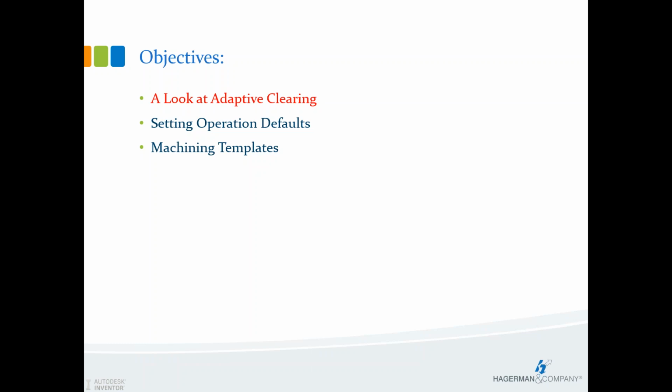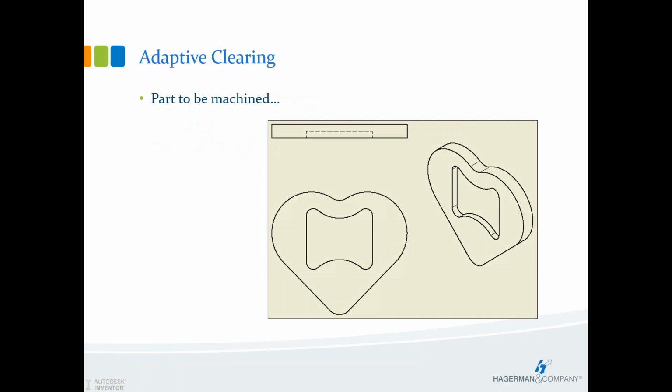Step 1, adaptive clearing. So let's take a look at a quick view of adaptive clearing. I drew up a little part a few days ago in remembrance of Valentine's Day, since it is February. So the part I'm going to be looking at, again, this is not the most elaborate part I can come up with. It's just a quick, simple part to basically compare toolpaths with.